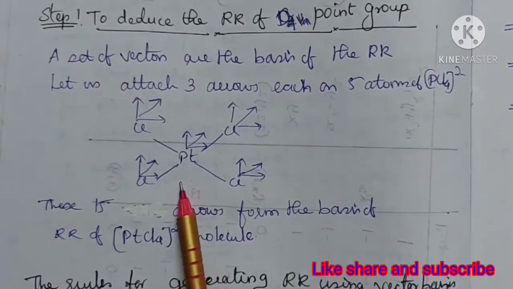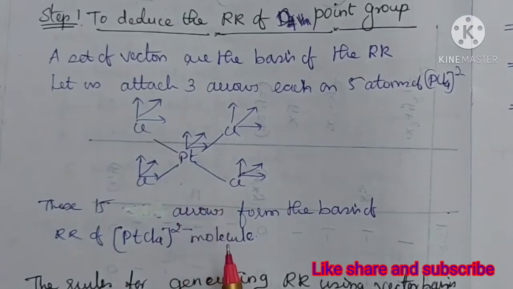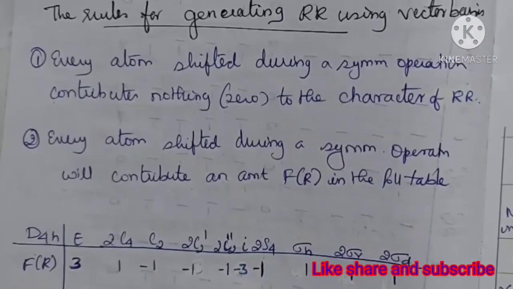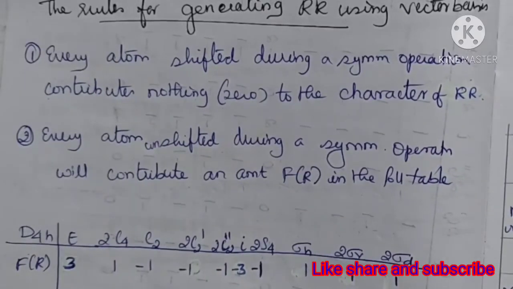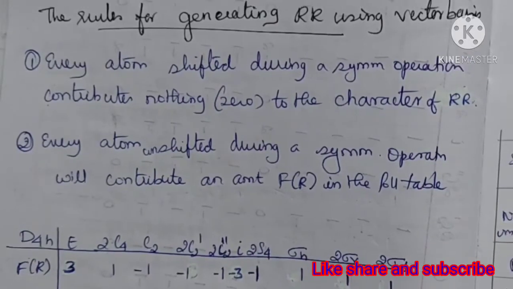Then there are 2 rules for generating the reducible representations. So the 2 rules are that every atom which is shifted during a particular symmetry operation contributes nothing to the character of the reducible representation. But when an atom remains unshifted during a symmetry operation, it will contribute an amount to the reducible representation. The characters of the symmetry operations like identity, C4, C2 are written here.